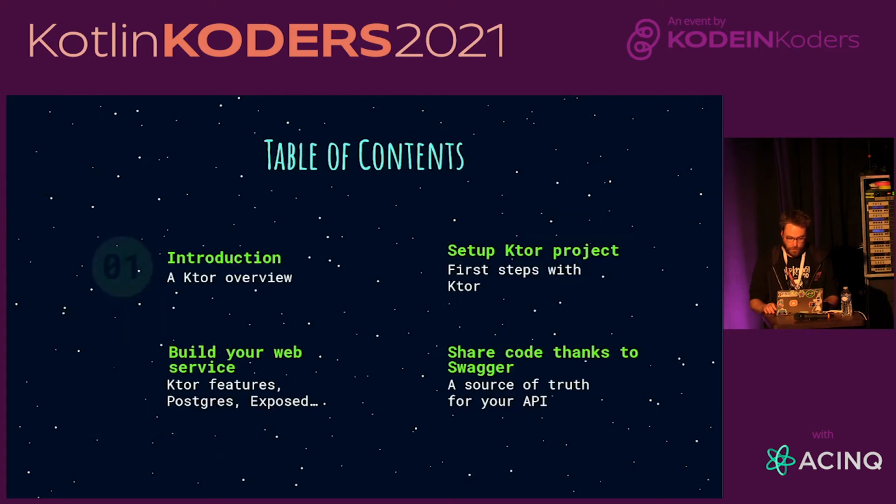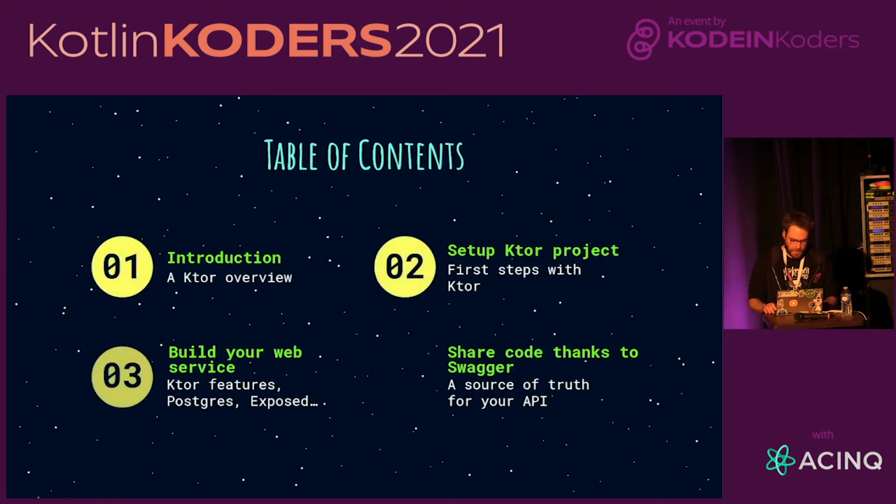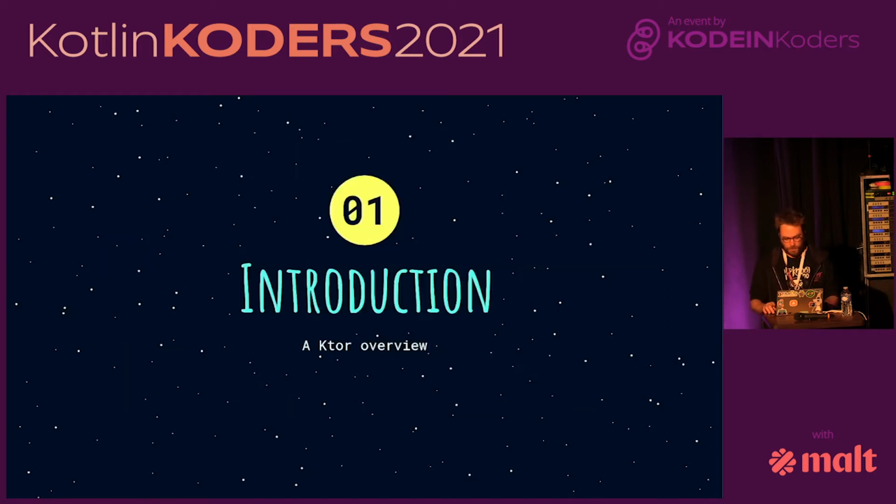Okay, so we're going to talk about Ktor today on the server side. I'll go through a quick introduction of what Ktor is. Then I'm going to show you how to set up a Ktor project, the first step, to have the main part. Then I'm going to detail some of the Ktor features and some nice third-party libraries to build a very reliable web service. And then I'm going to share some stuff about sharing code between your backend application and your client application. Okay, so first, an introduction to Ktor.